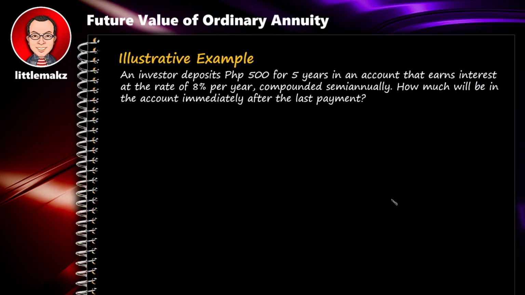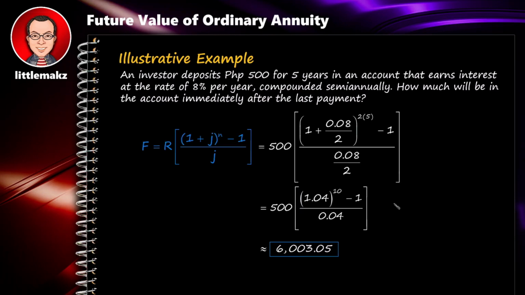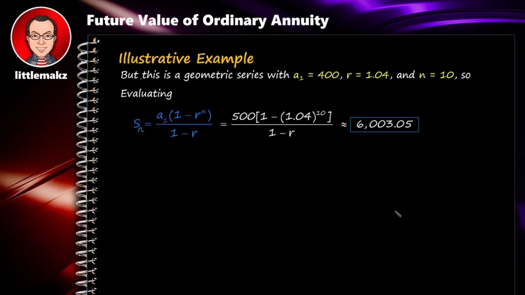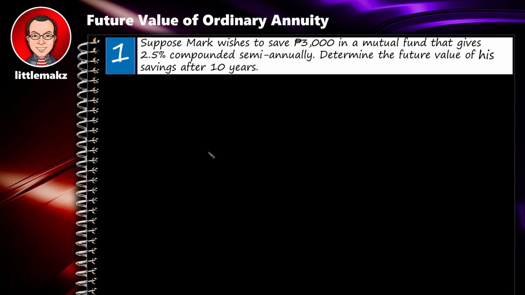So if we go back to our example here and we use the formula to find out what the future value is equal to, then it is the same value as the value we got from our first computation. So let's go ahead and answer the following given examples. Suppose Mark wishes to save 3,000 in a mutual fund that gives 2.5% compounded semi-annually. Determine the future value of his savings after 10 years.